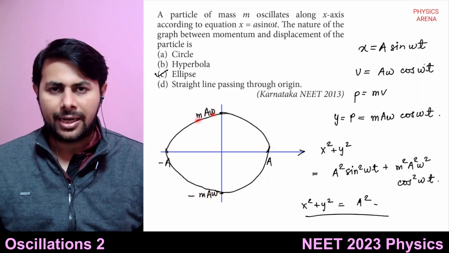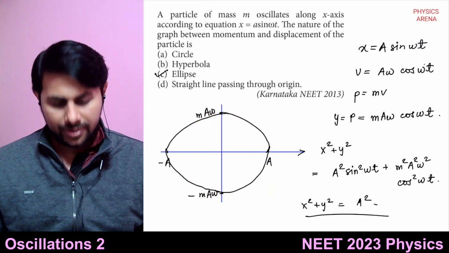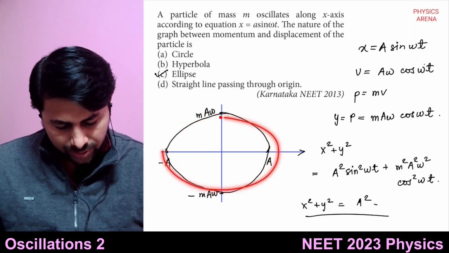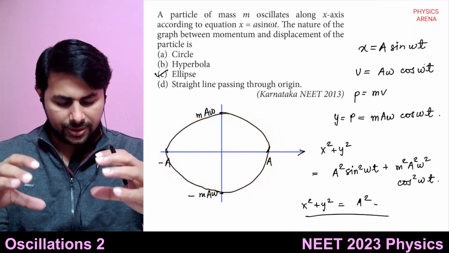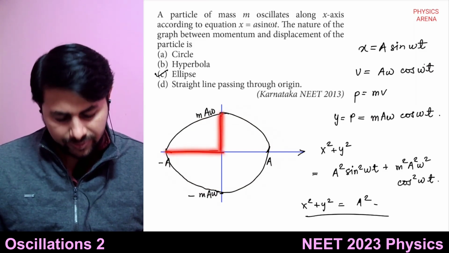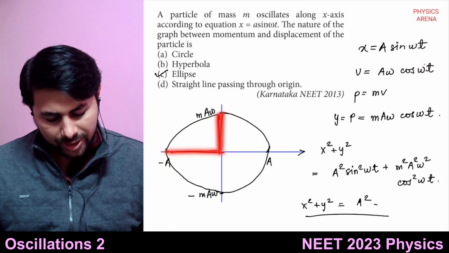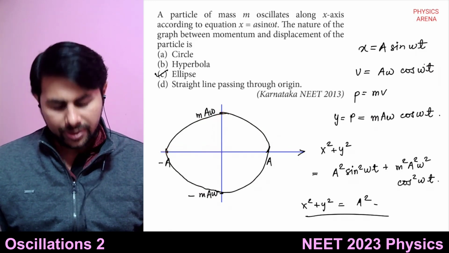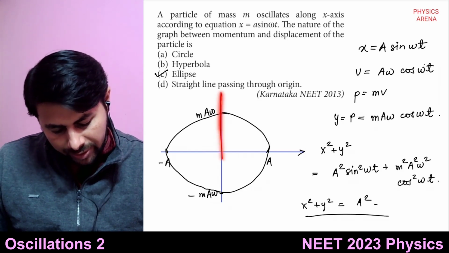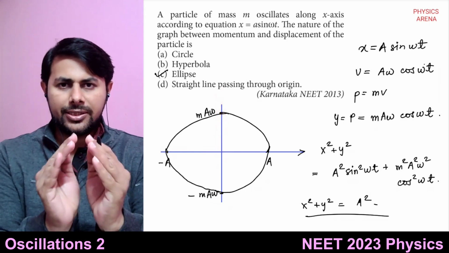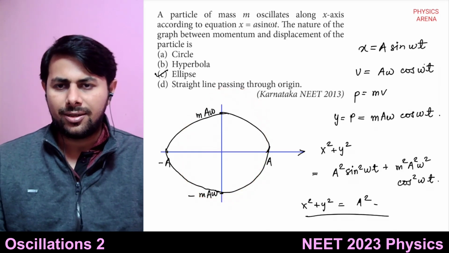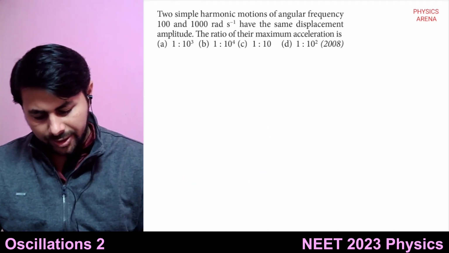If m times omega is less than 1, then you will see ellipse like this, which is elongated on x-axis, right? Because then this value will be smaller than this value. This length will be smaller than this length. And if m multiplied by omega is greater than 1, then this length will be more, right? Then you will see ellipse like this. Is it clear? So let's see next question.